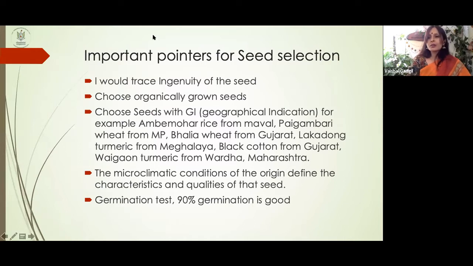So here are some important pointers on seed selection. It's very important to trace the ingenuity of the seed, the indigenous seed, because that is something that we want to take forward. And if you have a chance, please choose organically grown seeds, seeds with geographical indication. Why is it important? Because every seed has a characteristic, the flavor, the look of the seed, also the nutritional value which comes from that. All the characteristics come from the local conditions, the microclimate that it is grown in.